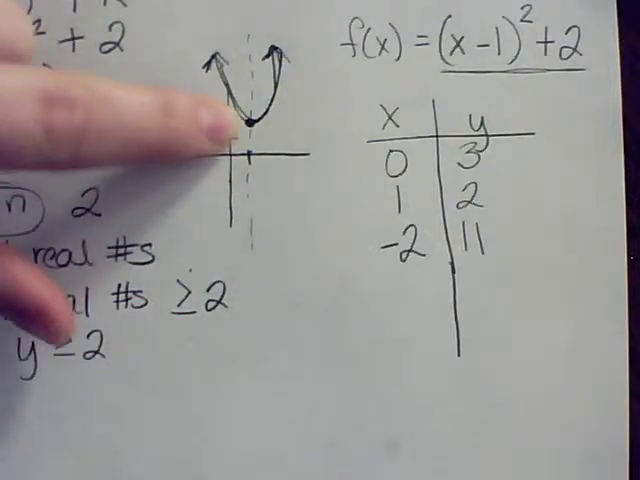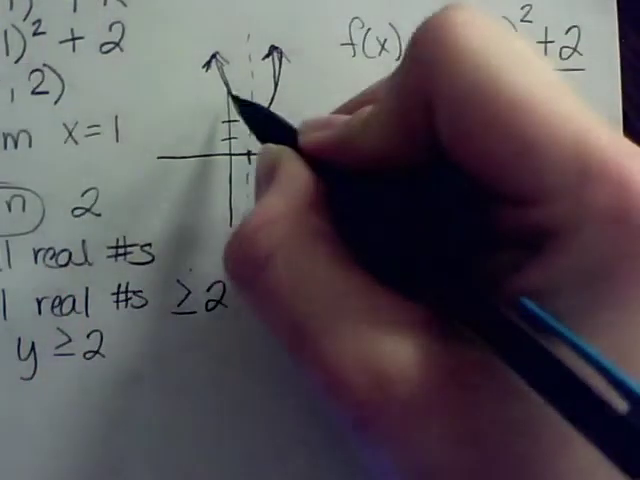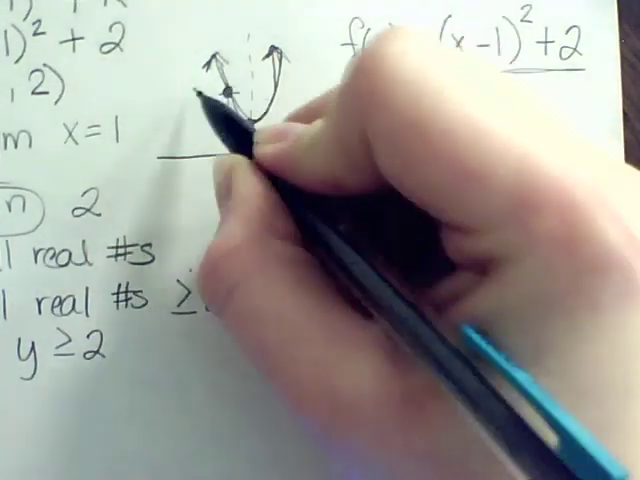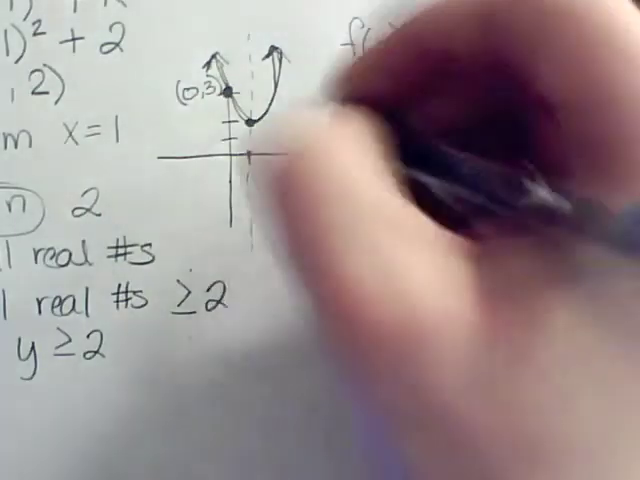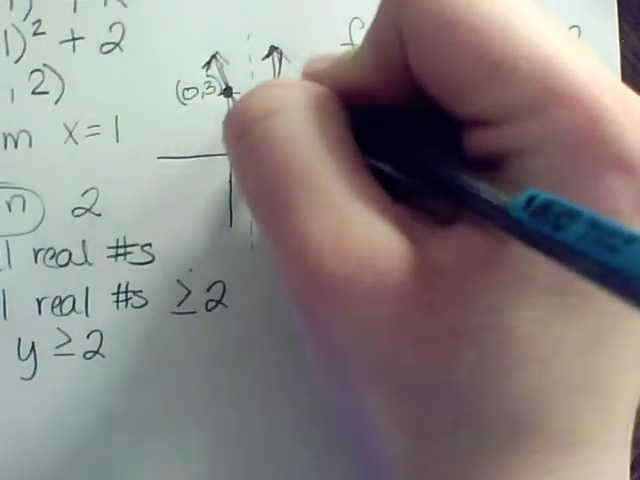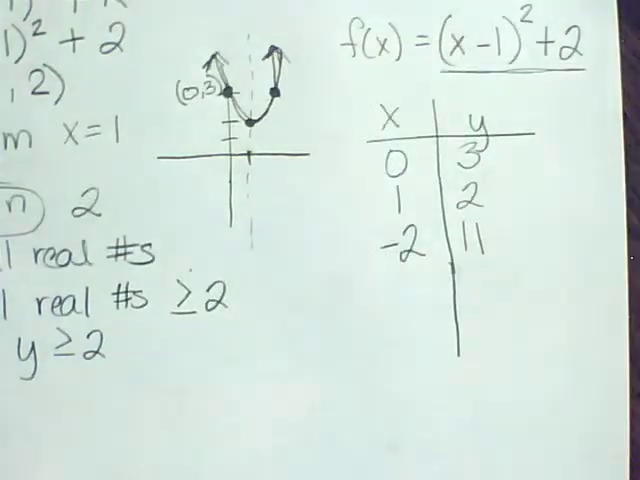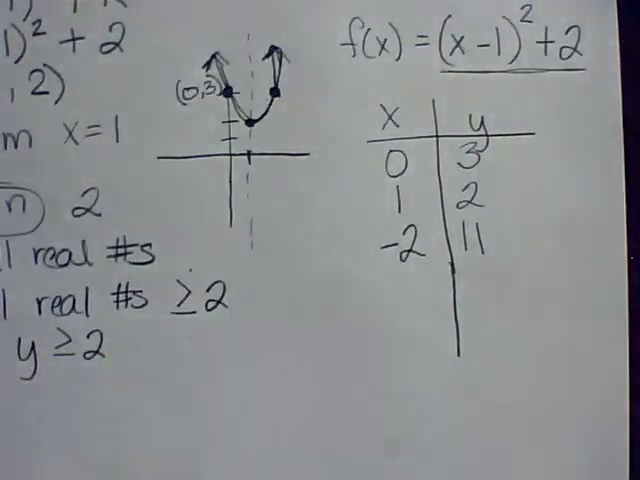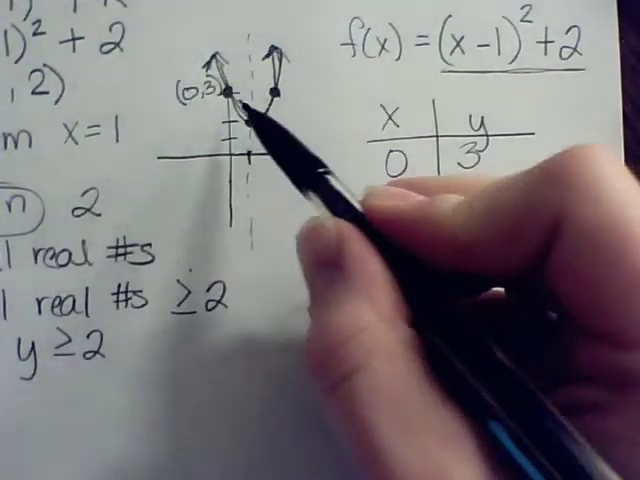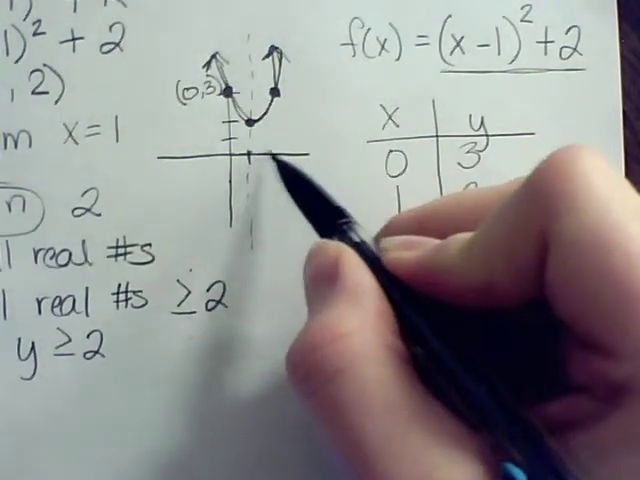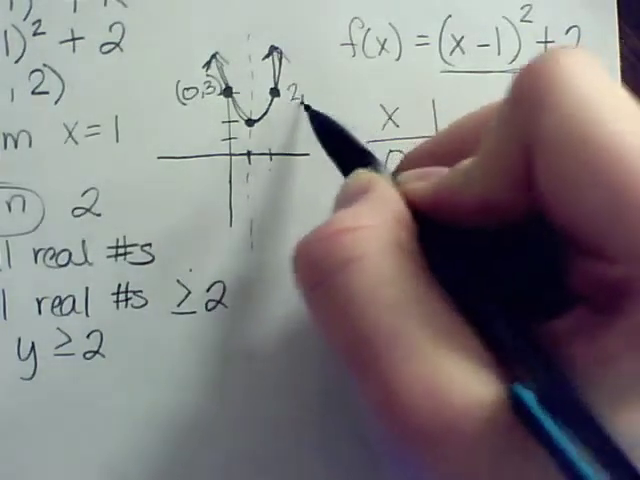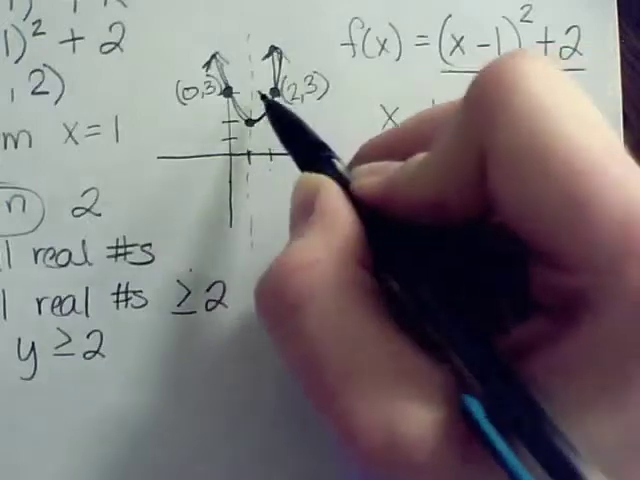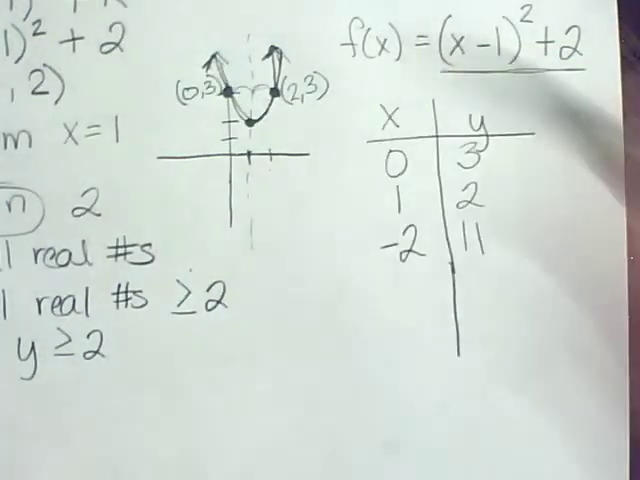That's the vertex. When x is 0, y is 3. So this is going to be 0, 3. If I use symmetry, what would this point be? I went over 1 and up 1. So over here I'd go over 1 and up 1. So this would be x is 2, y is 3. Okay, I'm 1 away from each one of those.